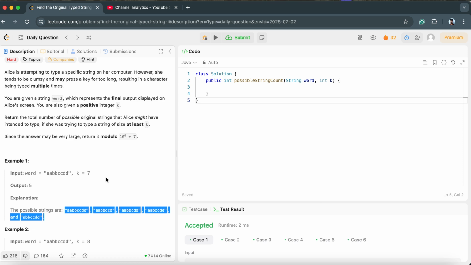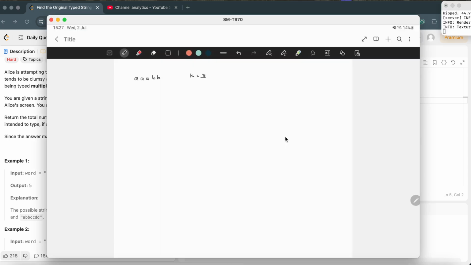Okay, so without wasting any further time, let me try to share the screen, and I'll explain the solution right over there. I hope the screen is visible.